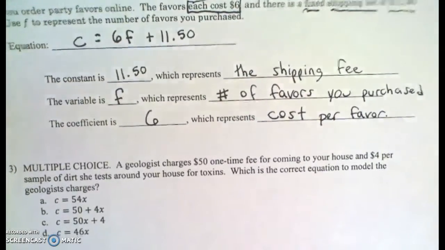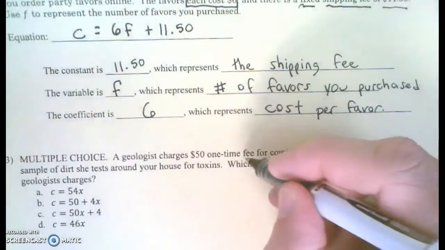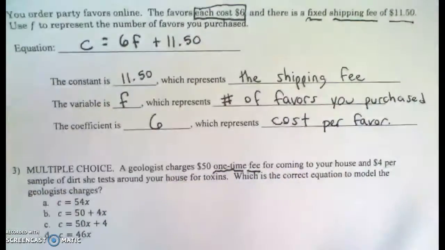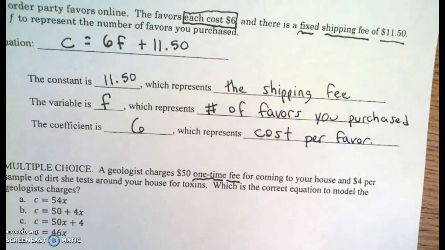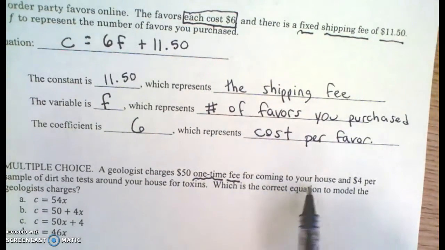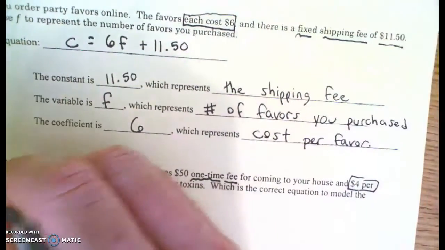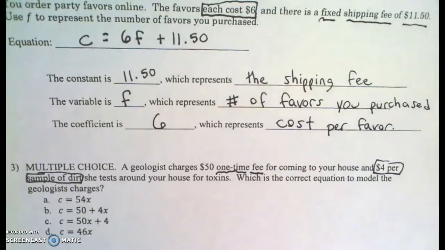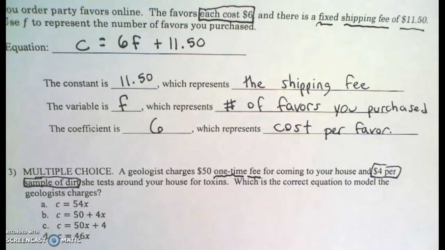Alright, now our last problem is multiple choice. So a geologist charges a one-time fee. So there's that fee, and then this time we have one-time, which is like another way of knowing that this is probably going to be our constant. And they charge us for coming to your house, and they charge you $4 per sample of dirt that she's testing around your house for toxins. What is the correct equation to model what the geologist charges?